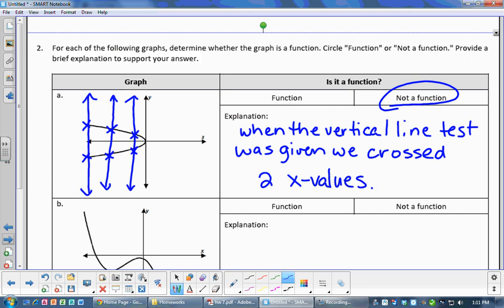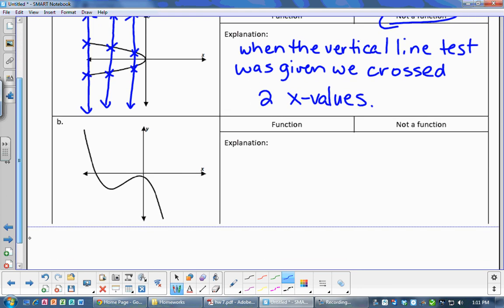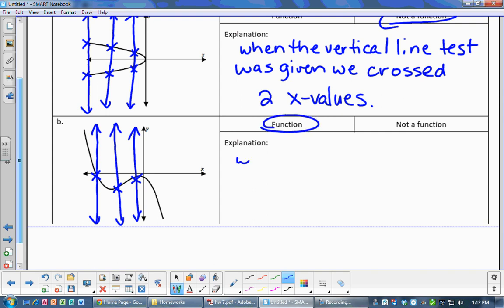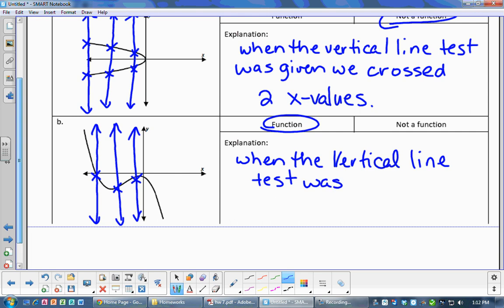On B, when we administer the vertical line test, here we're hitting the graph only at one point, therefore this one is a function. And it says when the vertical line test was used, we crossed one x value.